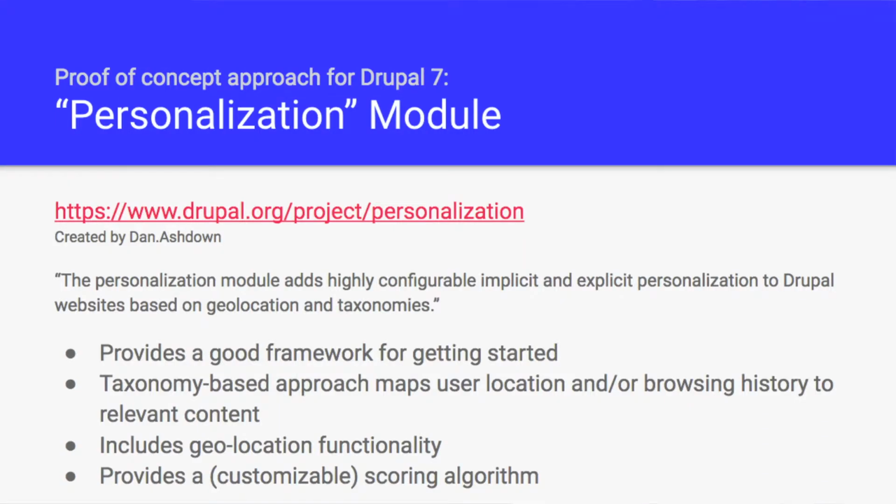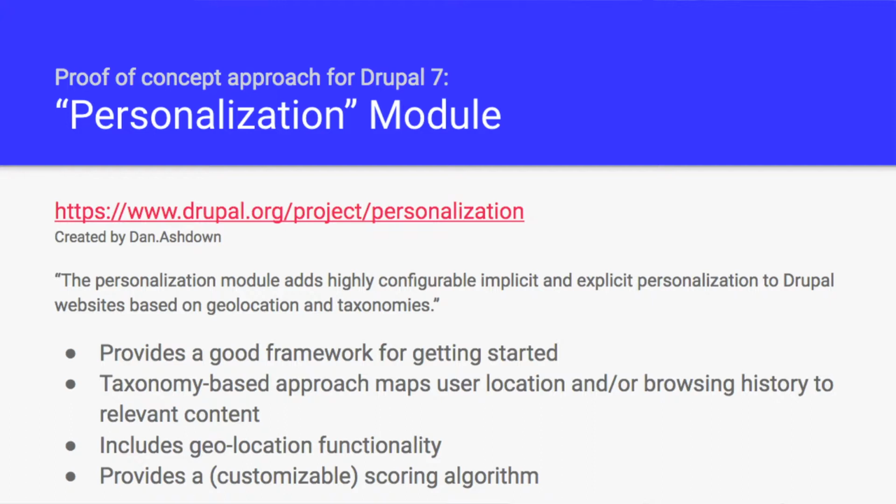First of all, if you are using Drupal 7, there's a module called Personalization, which provides a great framework for a proof of concept or a prototype approach. It's really easy to use. You download it and install it, and basically it gives you a couple options, one of which is the ability to determine the user's location. And then based on the user's location, map their location to content that would be relevant for them.